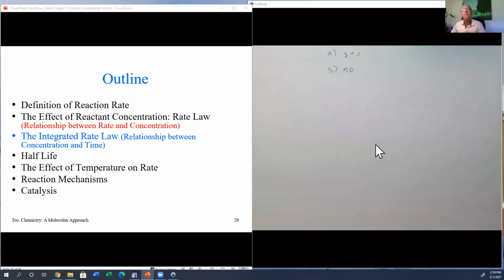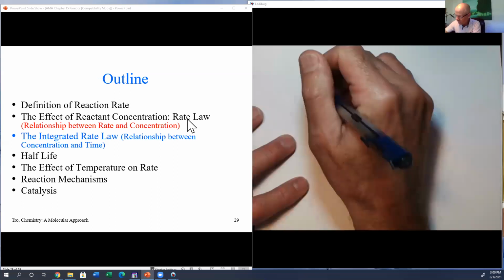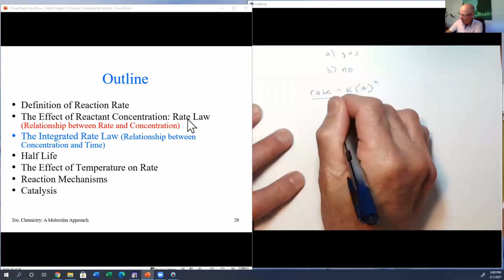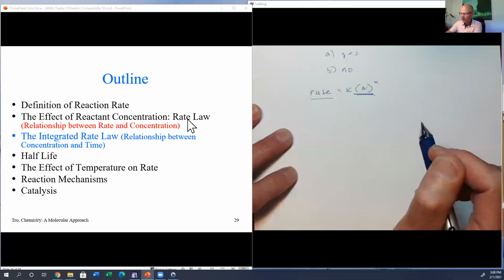So again, remember in this chapter, it's very important to keep all these different ideas in their own categories, and not mix them up, because the tendency is to mix things up here. So the definition of reaction rate, that's one category, where we define reaction rate. The effect of concentration on the reaction rate is a separate thing. The rate law, zero order, first order, second order. We just covered that. Now, the rate law tells us the dependence of the rate on the concentration.